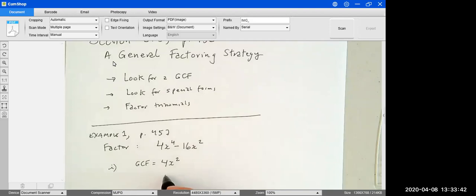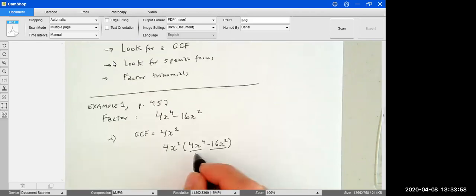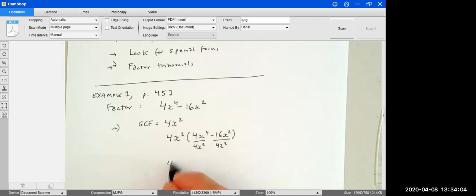So let's factor out the greatest common factor by writing 4x squared, then a parenthesis. And we enclose in this parenthesis our original expression. And remember, we're going to divide every term of this original expression by the greatest common factor. Then we're going to simplify. So we keep our greatest common factor outside of the parenthesis. 4 over 4 cancels. x to the 4 over x squared is going to be x squared. And finally, 16 over 4 is going to be 4, with negative sign, and x squared cancel. So that's the first step.